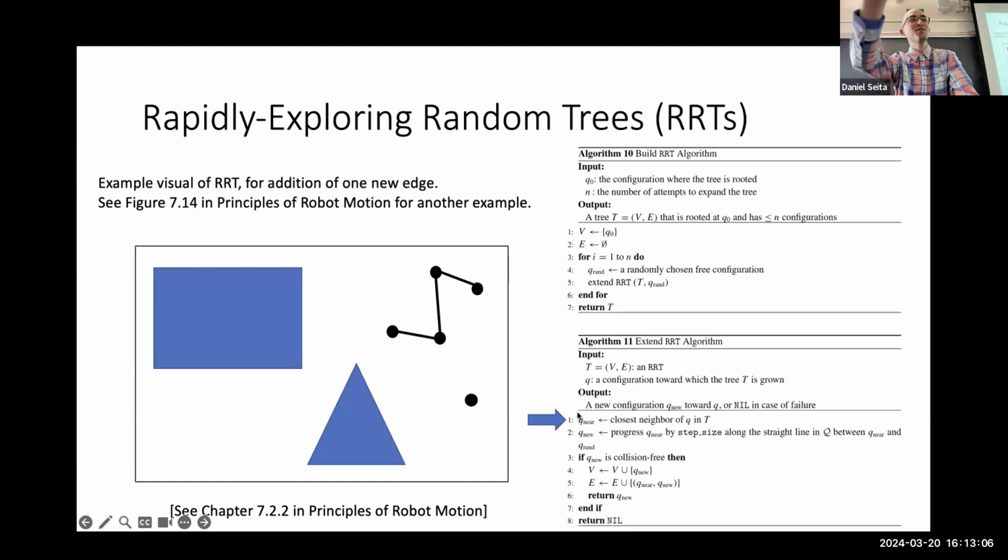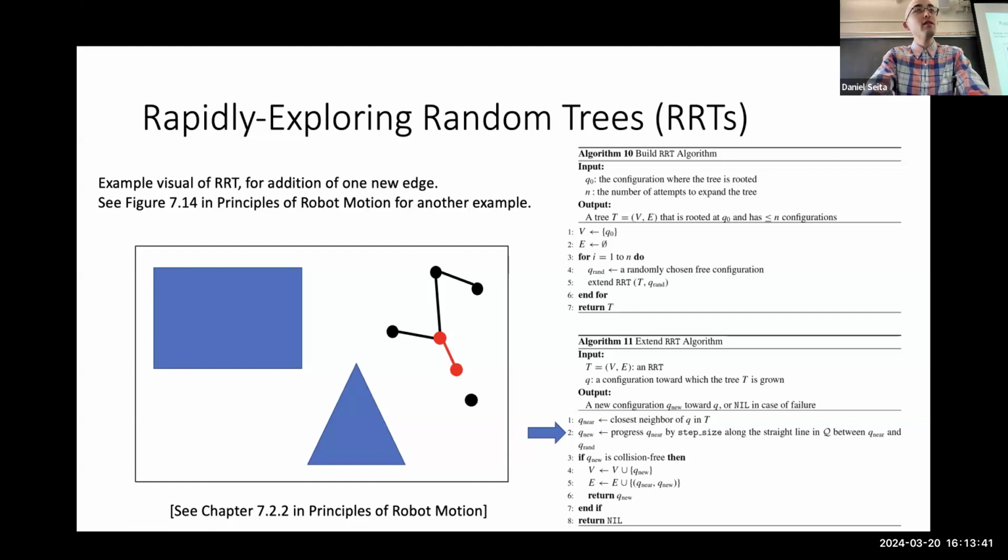It's kind of hard to describe. You can't really point it because I can't tell where you're pointing, but it would be this one, right? So you pick that point. That's the closest neighbor of Q rand in T. Step 2 is you progress by the step size along the straight line in Q between them. And this is assuming that the length of that line is the step size.